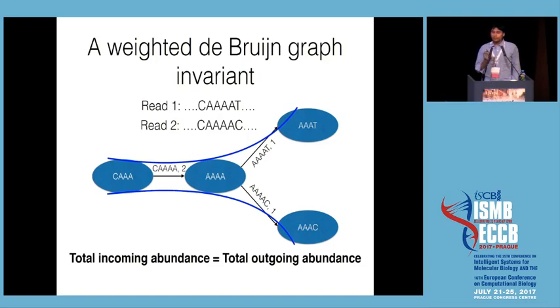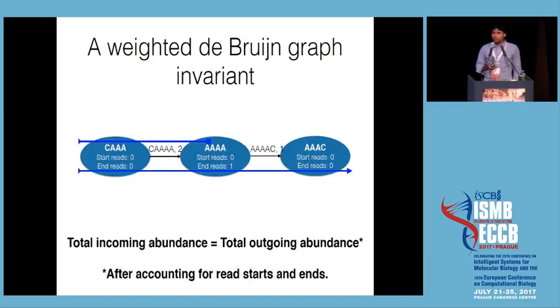However, there are some nodes for which, to enforce this invariant, we need some extra information. For example, there could be some nodes where a read starts or ends, and for those kinds of nodes, we need a little extra information. For example, in this case, there are 3 nodes, and the node in the middle is AAAA, where there are 2 reads that enter the node, but only 1 read that exits the node.